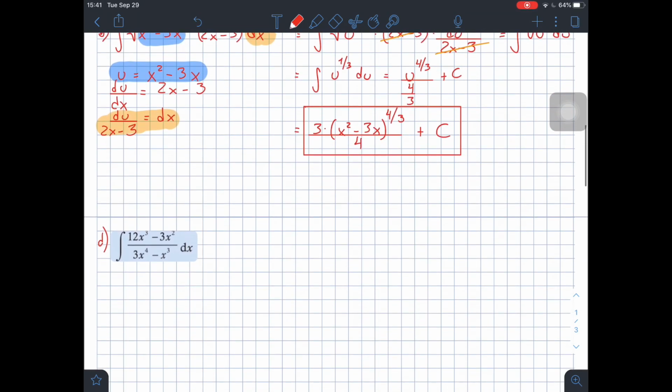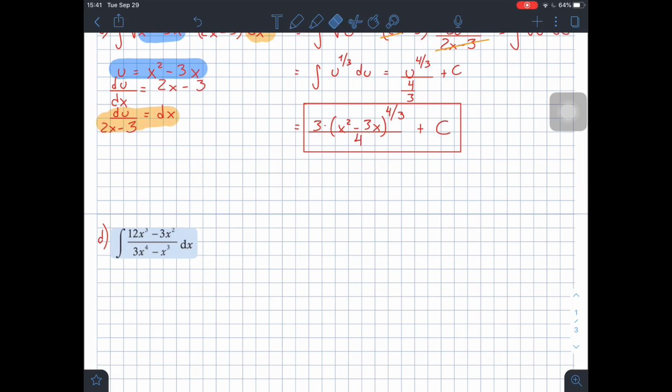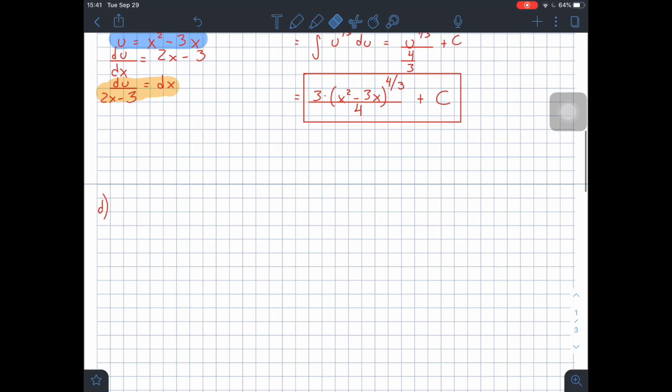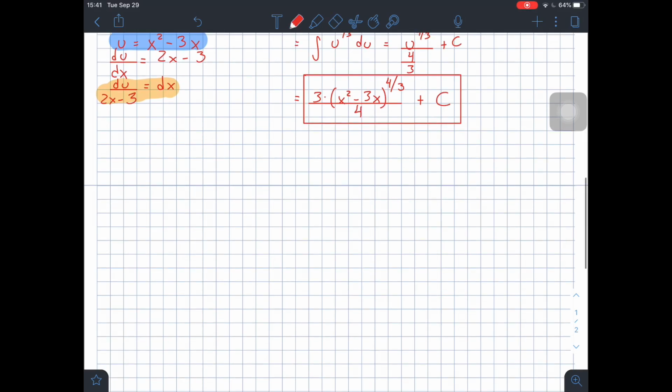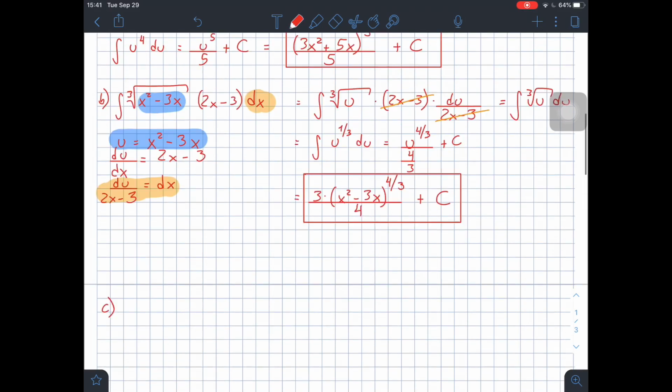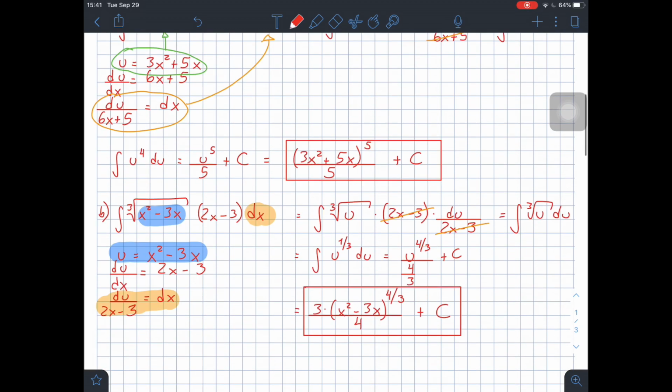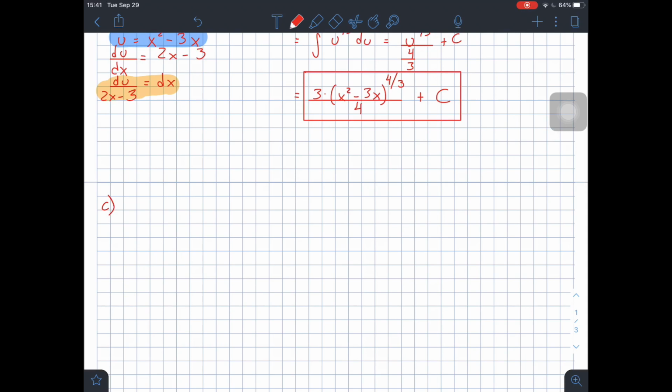Now, let's move on to exercise. Actually, we need to do exercise C first. I'm going to take this down. Let's do exercise C. Exercise C says the following. I want to find the integral of x times e to the power of 4x squared plus 1 with respect to x.